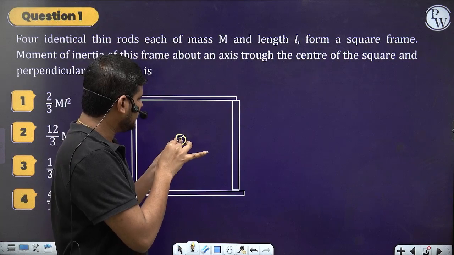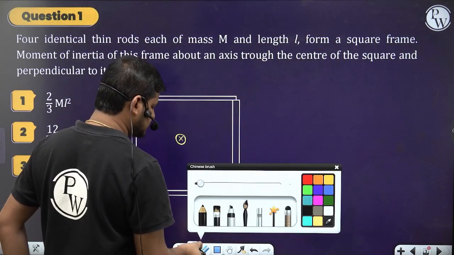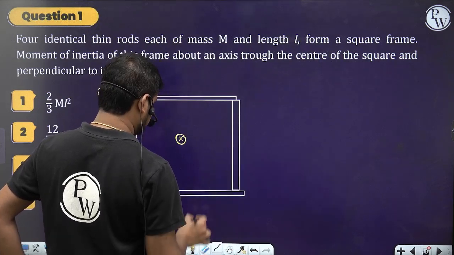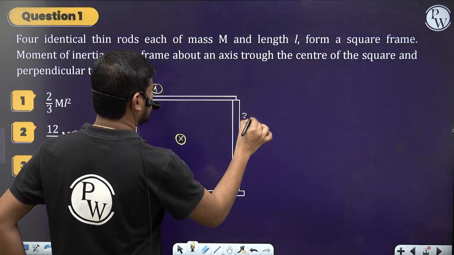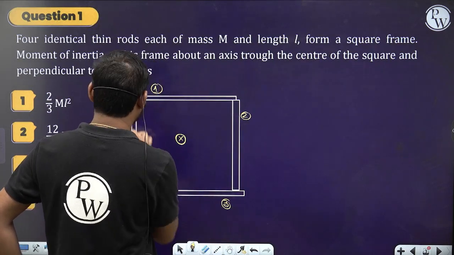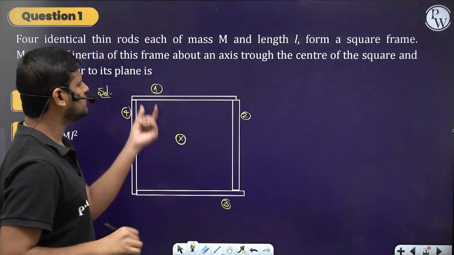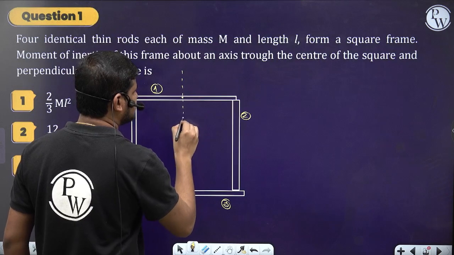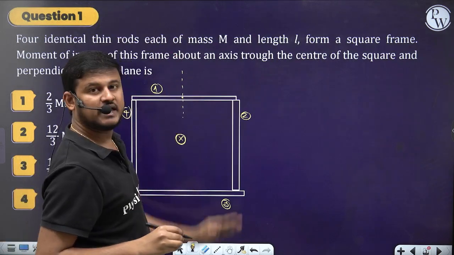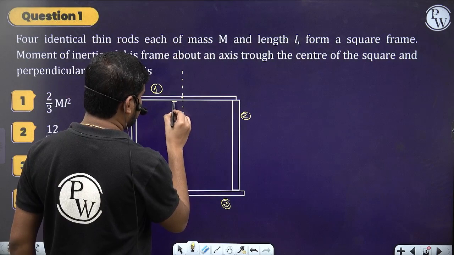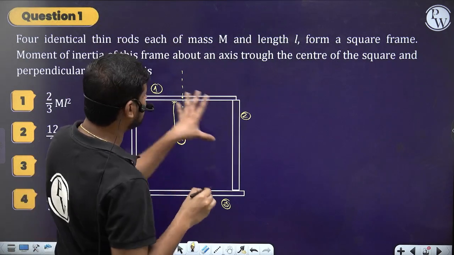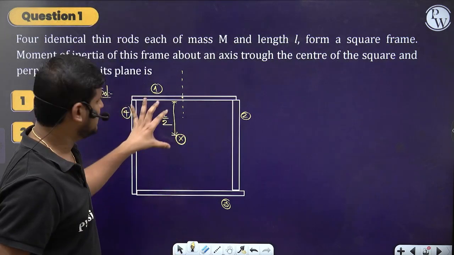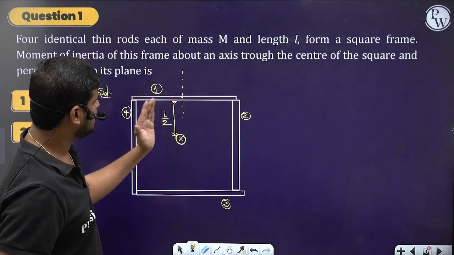Now we already know the moment of inertia about the center of mass for each rod. For example, I am taking one rod. Consider this is the first one, second one, third one, and then fourth one. The moment of inertia of the first rod about its center of mass, we already know, is how much? ml square by 12. Now this is forming the square, so this length will be l by 2, because one rod length is l. From its center to here, its length will be l by 2.